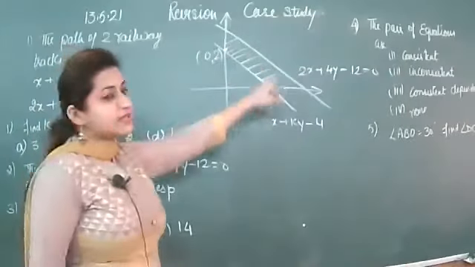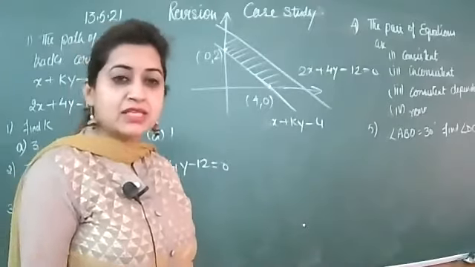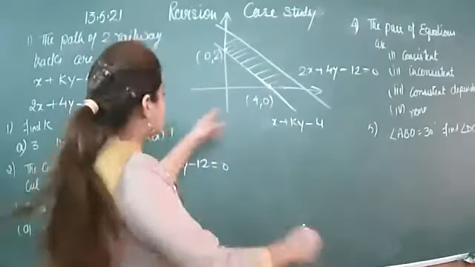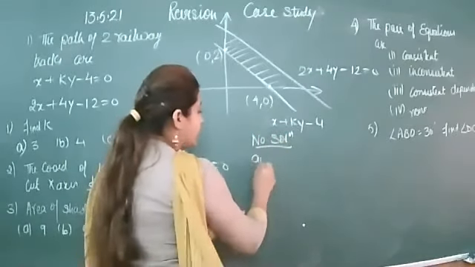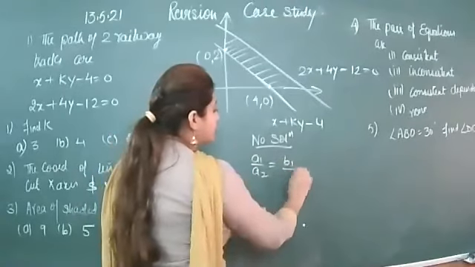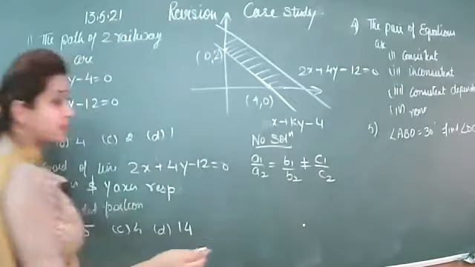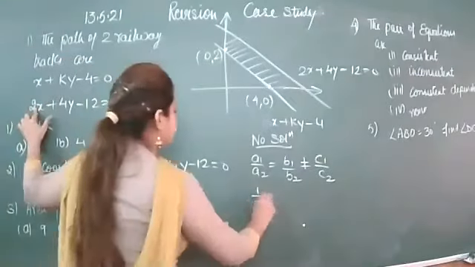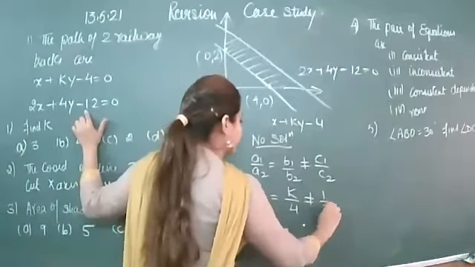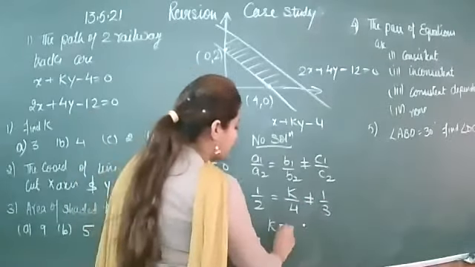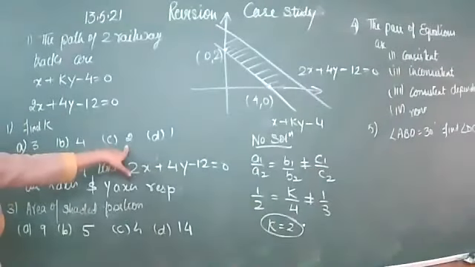What type of graph is this? This is a parallel line graph, and in the case of parallel lines, the situation is no solution. So for no solution, what is the condition for the system of equations? a1 upon a2 is equal to b1 upon b2 is not equal to c1 upon c2. Now solve this: 1 by 2 is equal to k by 4 is not equal to 1 by 3. Solve this. The value of k is 2.